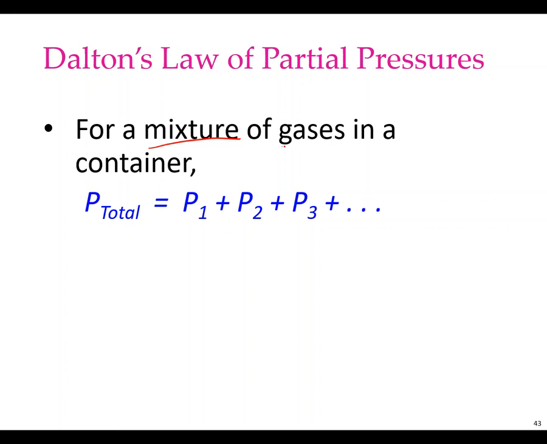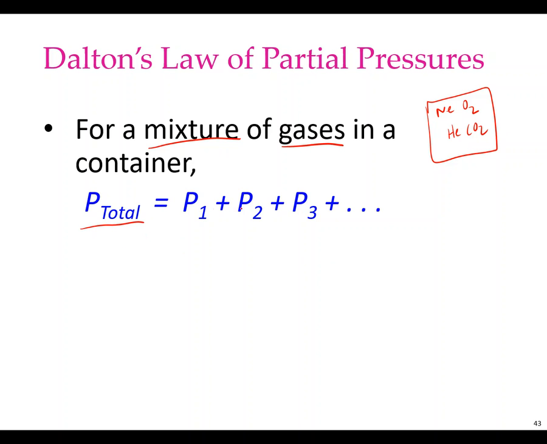Mixture. So like in some kind of closed container, you might have neon, oxygen, helium, or CO2. It's a mixture of gases floating around in there. They're not reacting, they're just bouncing around, colliding with the walls of the container, maybe colliding with each other, but they're not reacting. So that's why we said it's a mixture of gases. So the total is based off of adding the individual partial pressures of each individual gas.